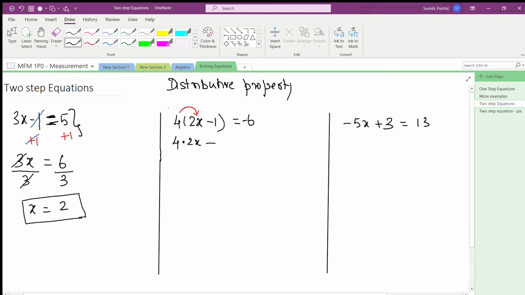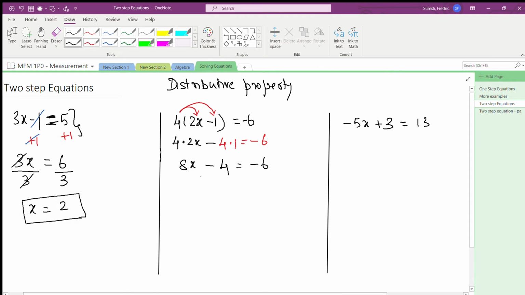And then now I multiply the 4 times the 1. So 4 times the 1. And so what I have now is n equal to -6. So now here 4 times 2 is 8, so that is 8x. And 4 times 1 is a 4, so we have that.